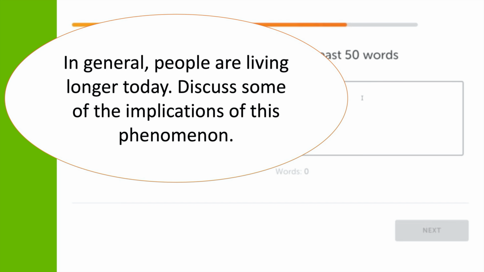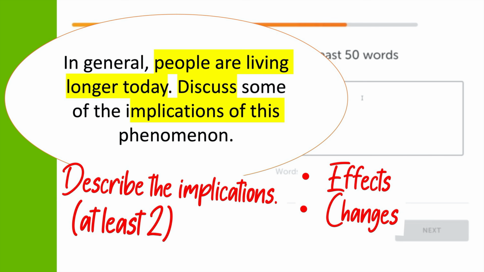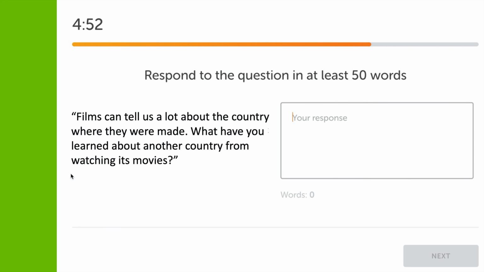You're not making an argument for something. You have to describe the implications of the fact that people are living longer. So here you need to think about either the effects or changes that this phenomenon, people are living longer, have on society. And you have to describe them. So for this, I think you should describe at least 2 implications and provide examples or further information to support your ideas. Here is the 3rd example.